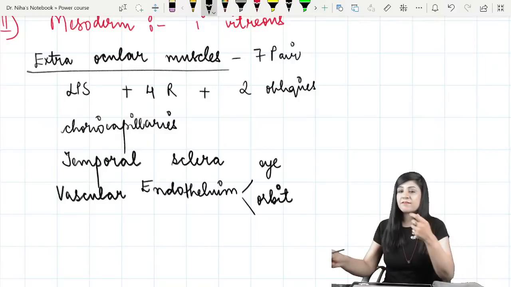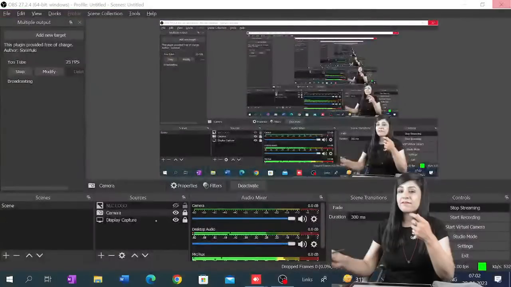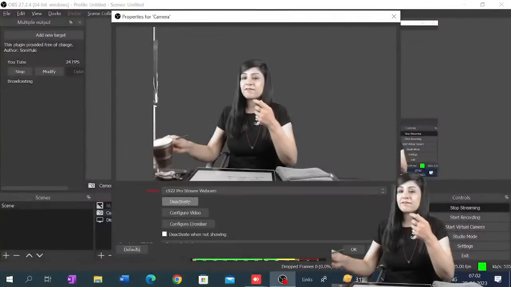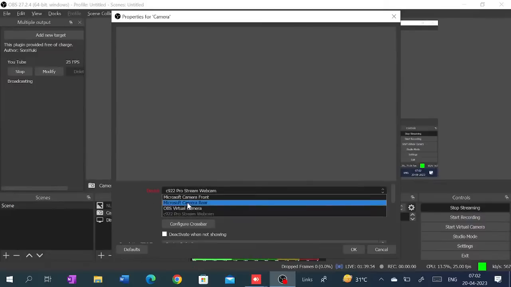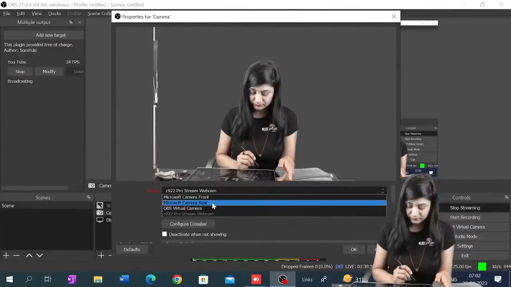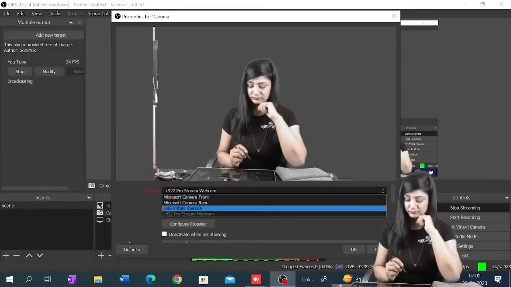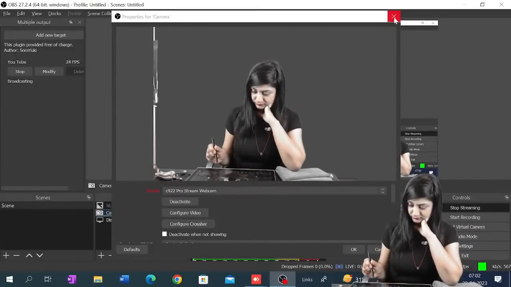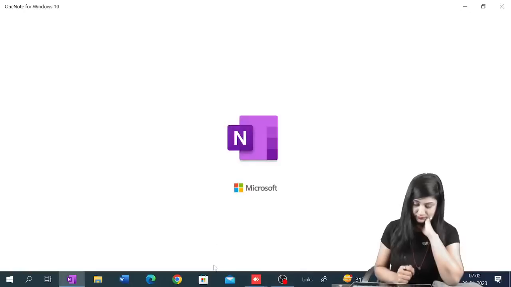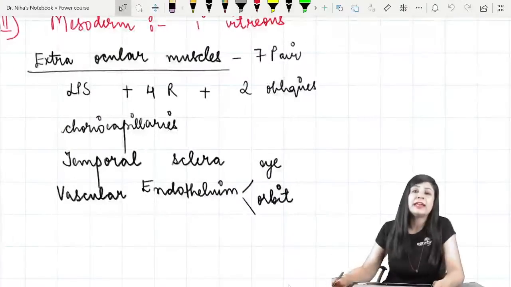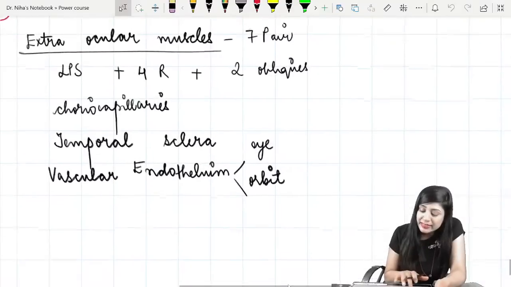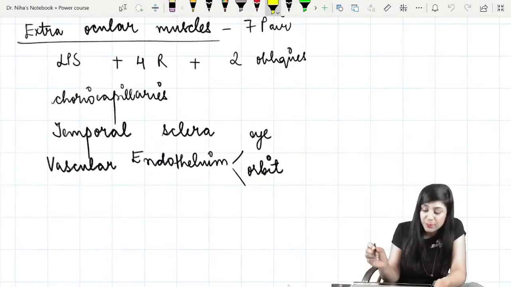The 7 pair of the extraocular muscles, choriocapillaries, temporal sclera, temporal sclera along with the vascular endothelium. Now, if you look at this mesoderm, there are 3 things which are important.